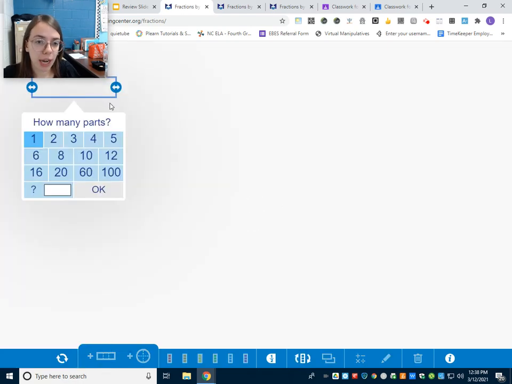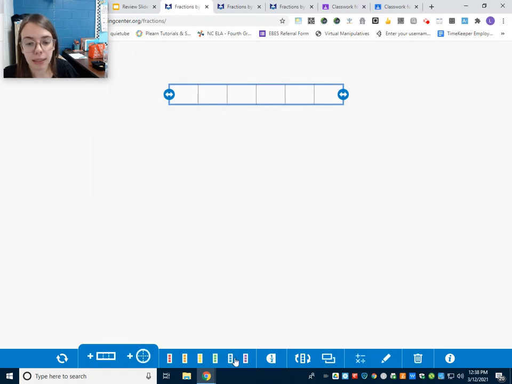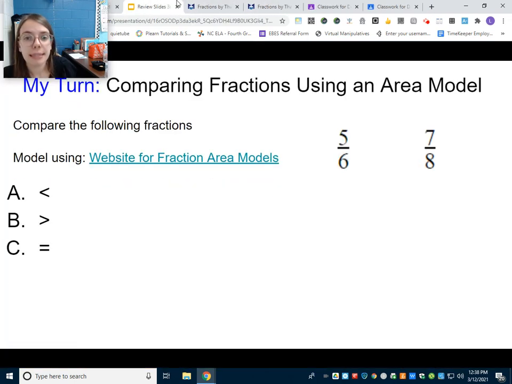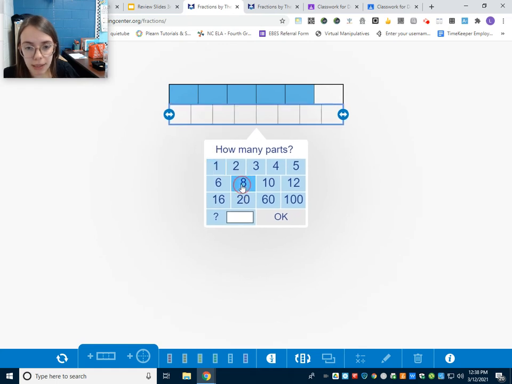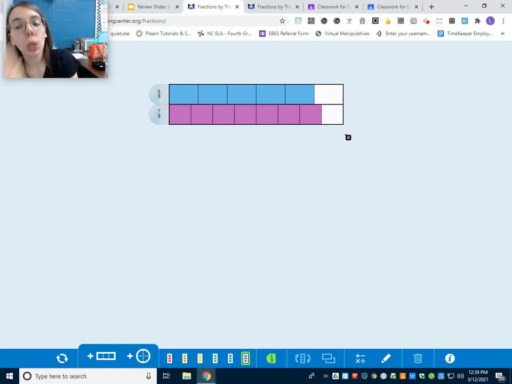So to compare fractions, just build them. I'm going to build 5/6, okay? And then, well, let me get rid of that so I don't keep getting confused. 7/8. Okay, 8's my denominator, 7's my numerator. Ooh, I see, although they're very close, I see that 7/8 is closer to the whole than 5/6 is.